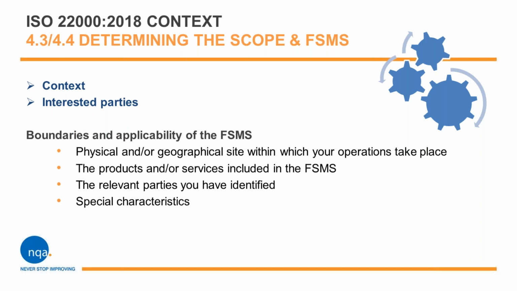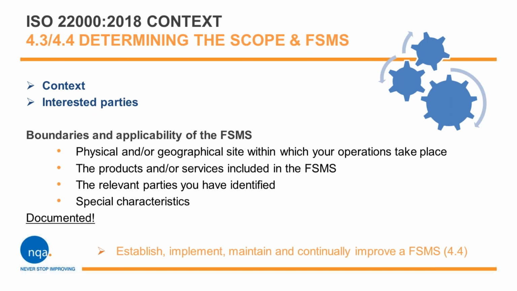Products and services included in the food safety management system, the relevant parties you have identified, and special characteristics. What is that? For example, the type of packaging that you are using, or the shelf life conditions of your products, or the storage conditions. So you need to take into consideration these points in order to determine the scope of the food safety management system. And once you have established all of this, then you can establish, implement, maintain, and continually improve a food safety management system.